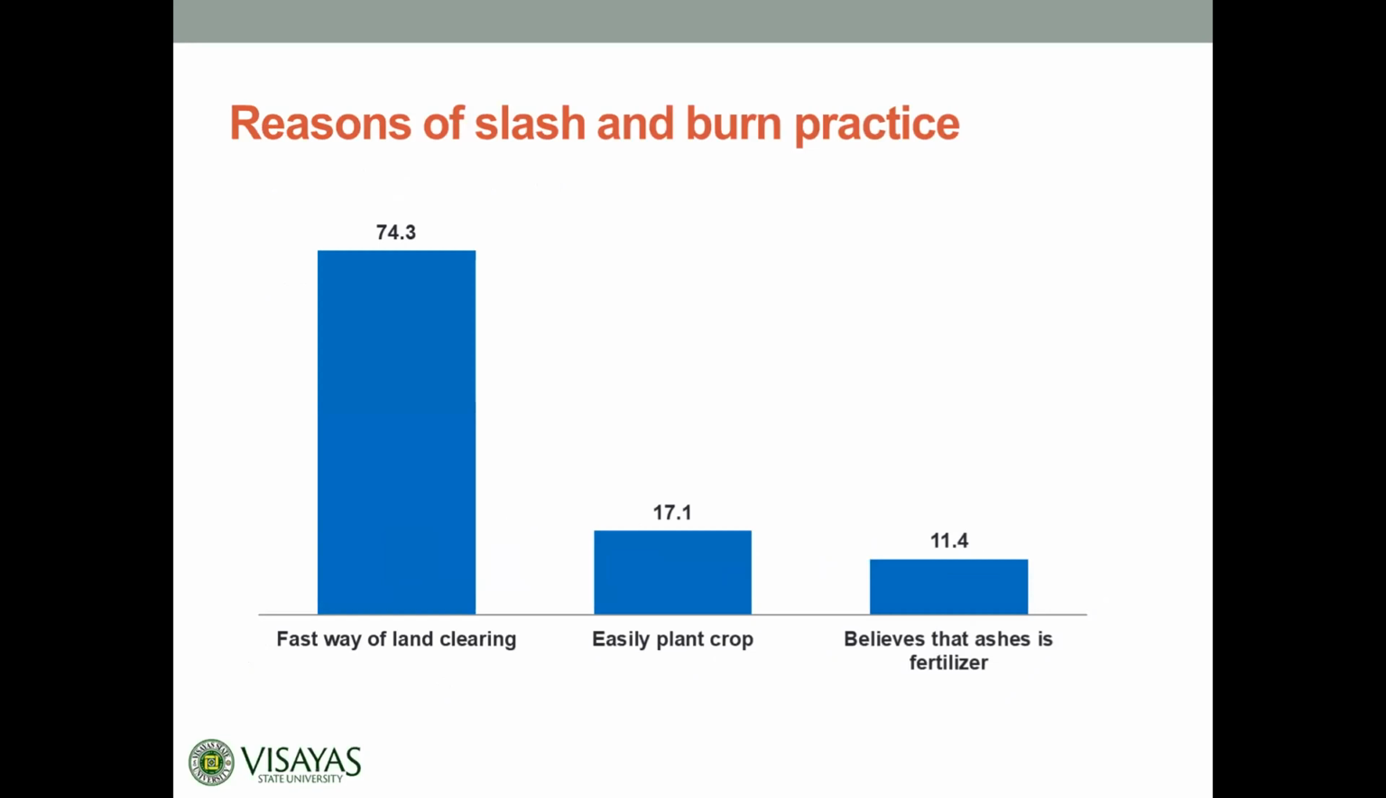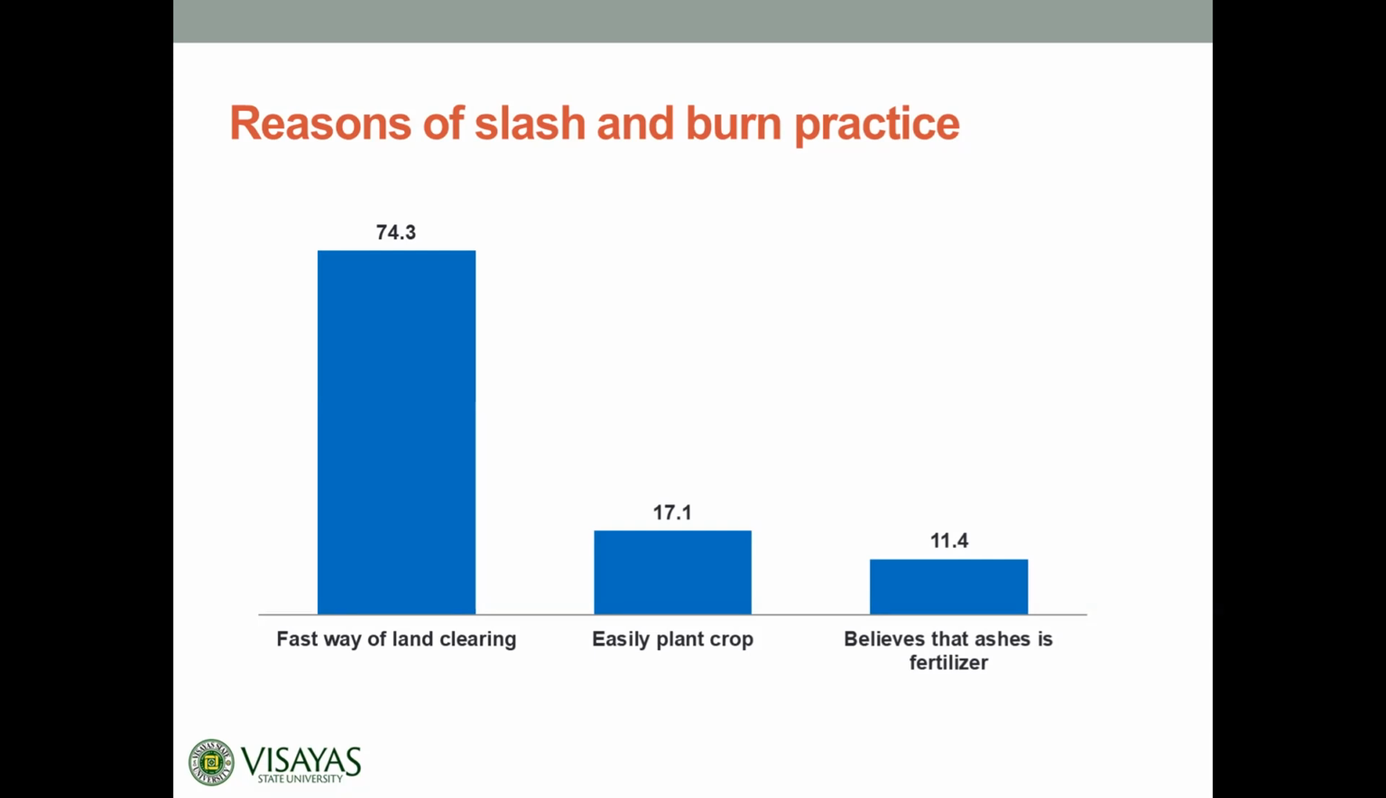So what are the reasons why people go into slash and burn practice? Of course, 74.3% of the respondents said that it is the fastest way of clearing the area. So it's the most convenient. It is not resource depleting on the part of the farmer, because they only have to burn the area. And then after burning the area, it would be easy for them to plant crops.